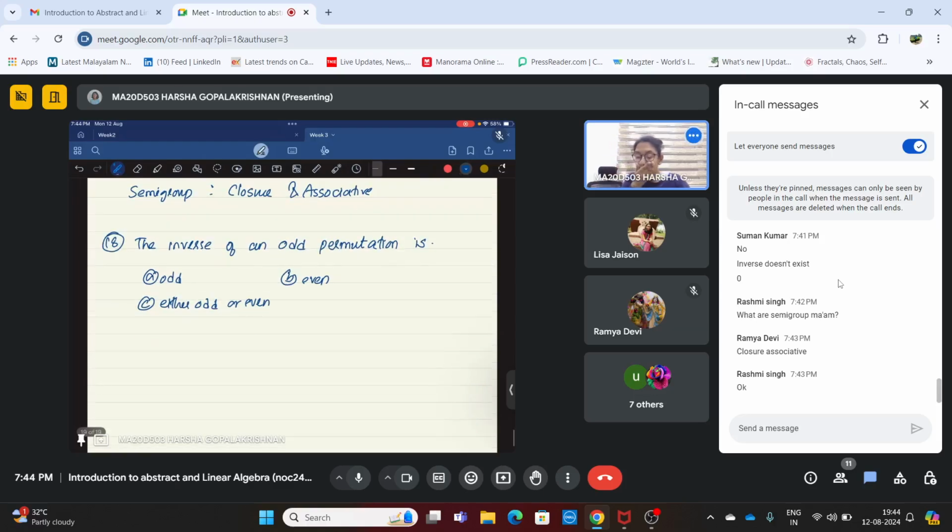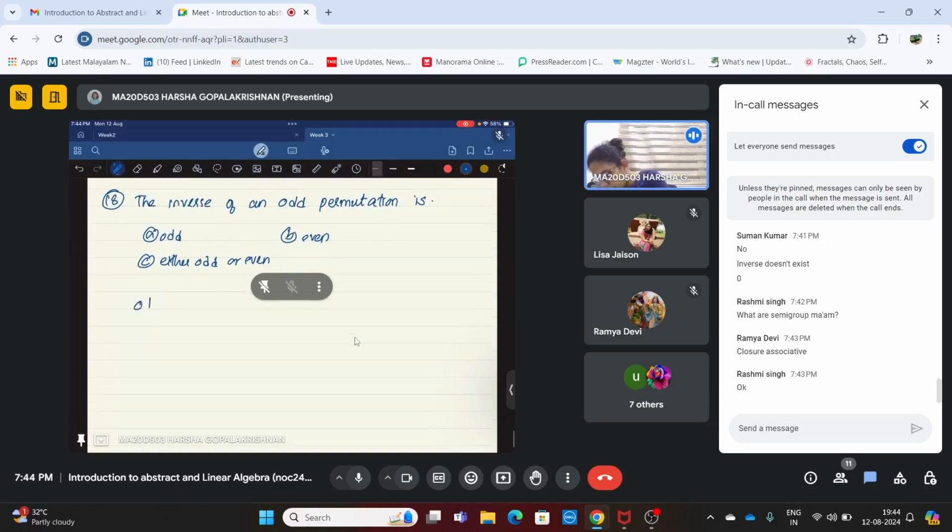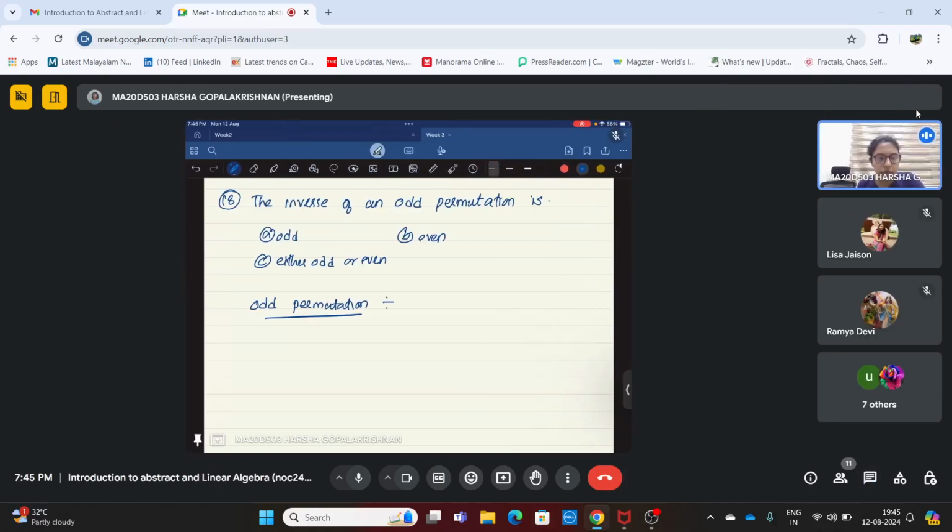Okay, so the next question is: the inverse of an odd permutation is odd, even, or either odd or even. So what is an odd permutation and an even permutation? Anyone knows what is an odd permutation or an even permutation?